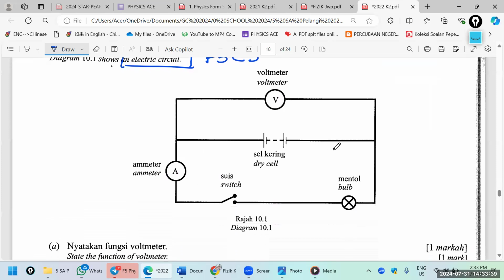Okay, so now look at this. When I see a voltmeter connected in this way, it means it's measuring EMF or potential difference.